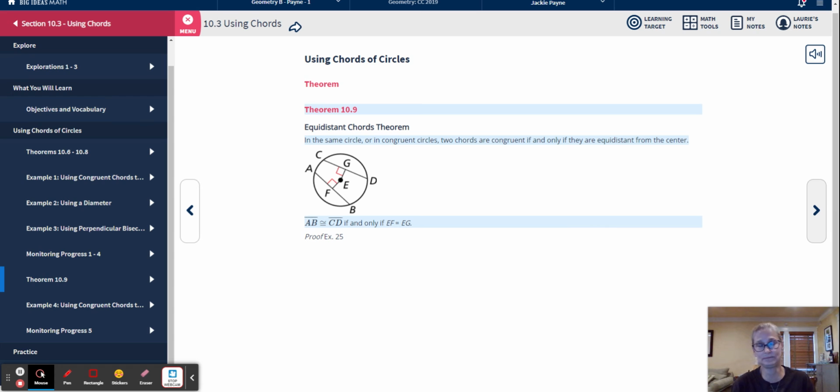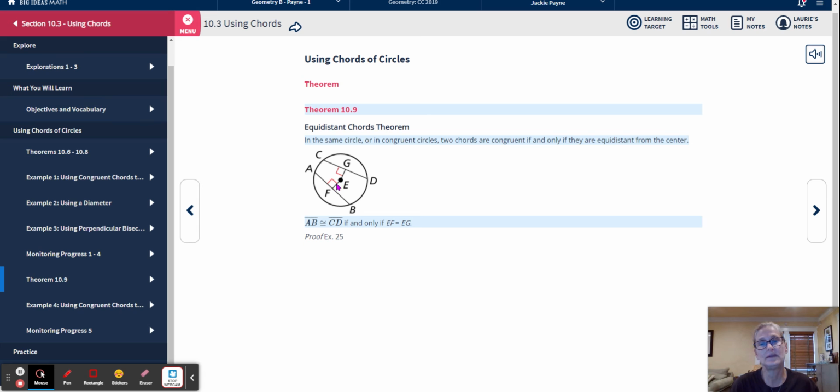Theorem, last theorem. 10.9. In the same circle or in congruent circles, 2 chords are congruent. So here we're talking about AB and CD. 2 chords are congruent if and only if they are equidistant from the center. So what you'll notice is, and that's the perpendicular distance.